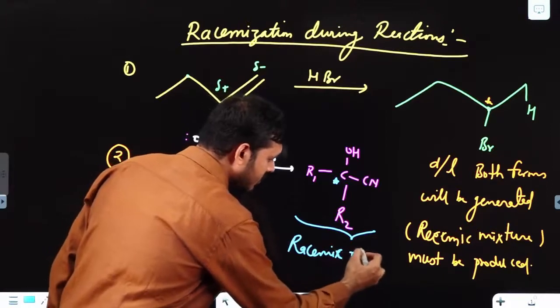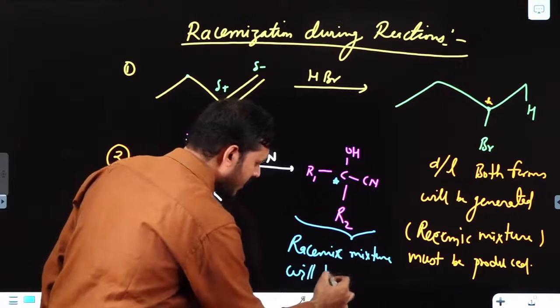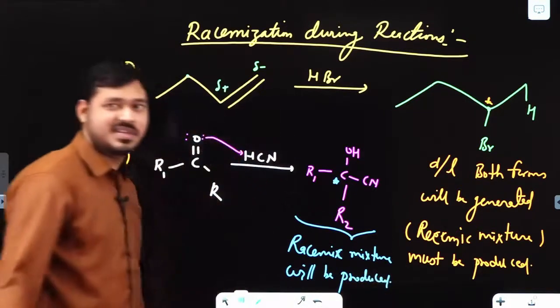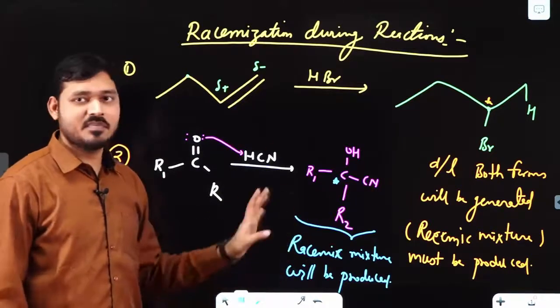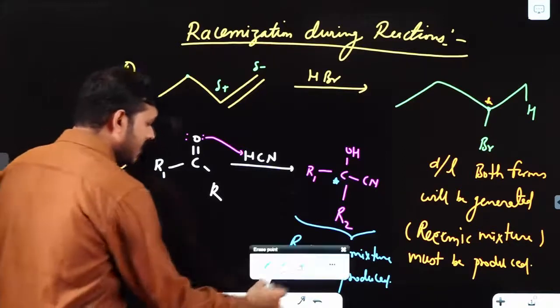Racemic mixture will be produced. Clear to you all? So in this case, racemic mixture will be produced. Clear? Done? Okay. Let's see one more example.